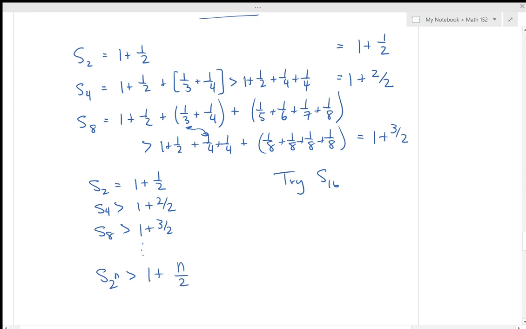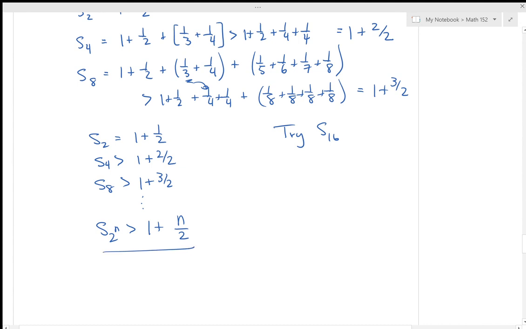And then we take the limit, just like we always would when we have an expression for the nth partial sum. Right now we don't know what the nth partial sum exactly is, but we do know that the 2 to the nth partial sum is bigger than 1 plus n over 2. So s is going to be greater than the limit as n goes to infinity of s to 2n, and that is going to be the limit as n goes to infinity of 1 plus n over 2, and that, folks, is infinite. Okay, the harmonic series diverges.